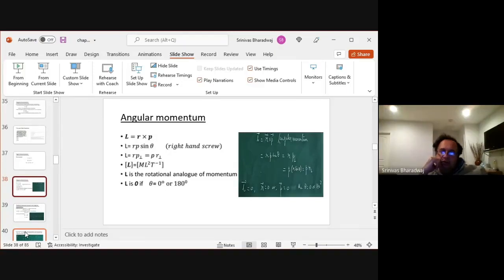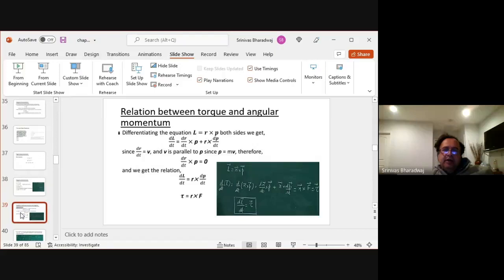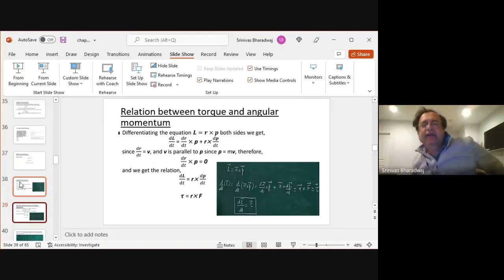Therefore, L is also a vector. r cross p is L, where L denotes the angular momentum. Now we introduce the idea of moment of inertia. L equals I omega, and L is in the same direction as omega. Think of I as a scalar, so L equals I omega, right?